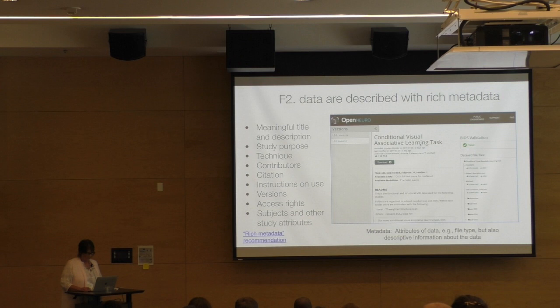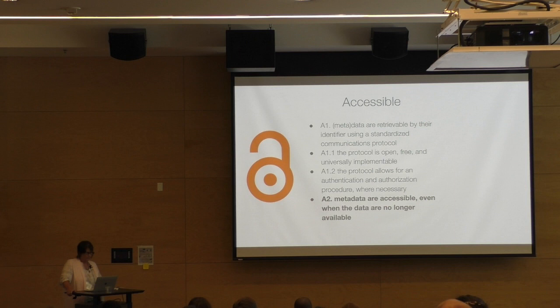So let's look a little bit at accessible, right? Metadata are retrievable by their identifier using a standardized protocol. So basically, if I resolve that thing, it's going to take me to the object. In fact, best practice basically says you should not resolve directly to the data, but you should resolve to a landing page that tells you about the data. And that's simply because just going to see raw data without this kind of context makes it extraordinarily difficult.